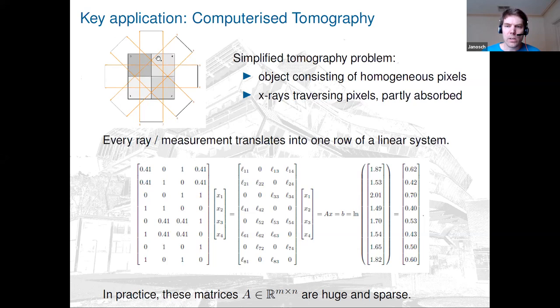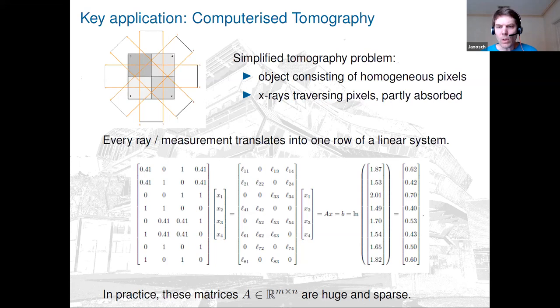And because we have this exponential of something, we take the logarithm of the measurement, and then we get some other numbers. So this is just a very simple example with four pixels and made up values in here. And then basically we have to solve a non-square linear system. Well, we could do that for this very simple system by hand. For realistic systems, we don't want to do that.